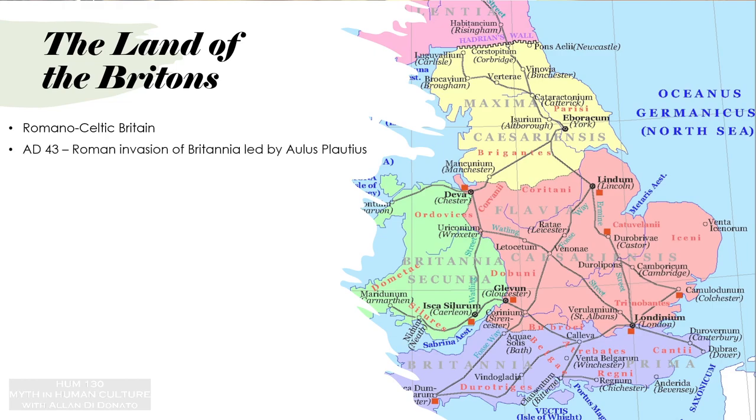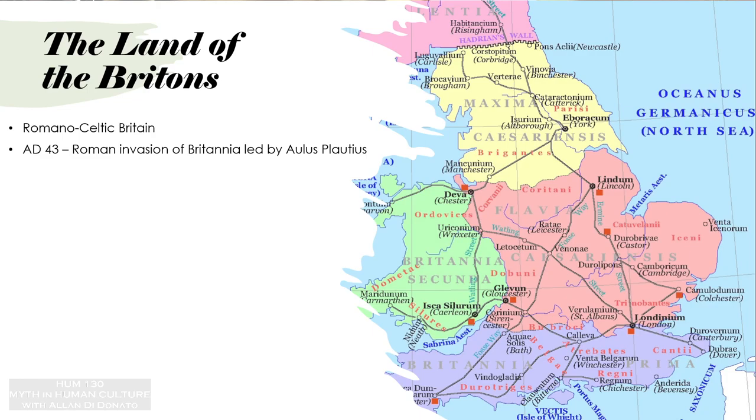Around the middle of the first century AD, you've got the Roman invasion of Britain, the official Roman invasion of Britain, under the emperor known as Claudius. He sends in Aulus Plautius, who basically conquers a good portion of Britain, and you have various commanders in the first century that continue to press Roman advance throughout the island.